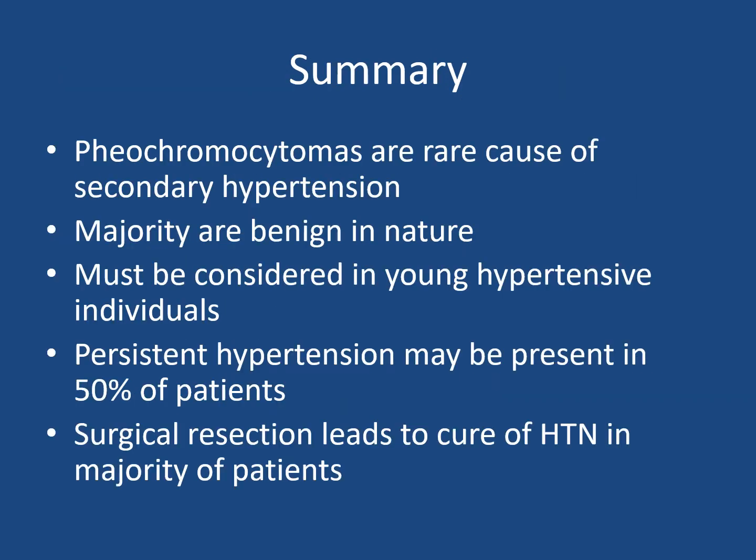So finally, pheochromocytomas are a rare cause of secondary hypertension. The majority are benign in nature, and must be considered in young hypertensive individuals. Persistent hypertension may be present in 50% of patients. Surgical resection leads to cure of hypertension in the majority of patients.